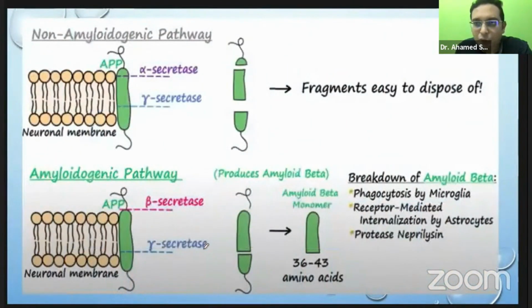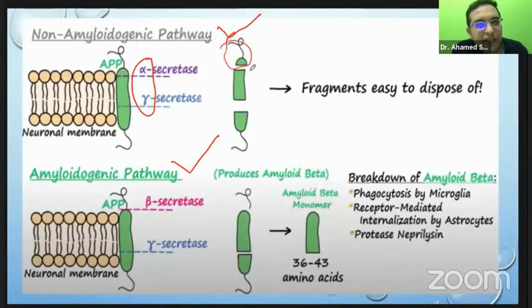When it becomes old, it has to be degraded. Our body has normal methods to degrade it. There are two pathways. One is the non-amyloidogenic pathway. The other is the amyloidogenic pathway. In the non-amyloidogenic pathway, two scissors cut APP into two parts, alpha and gamma. I don't want you to remember the names, but they form equal fragments and are easily disposed of.